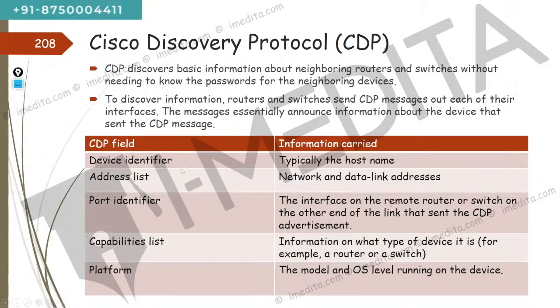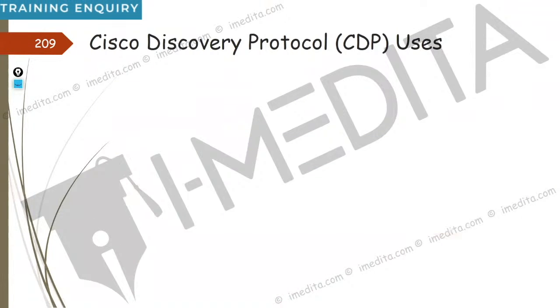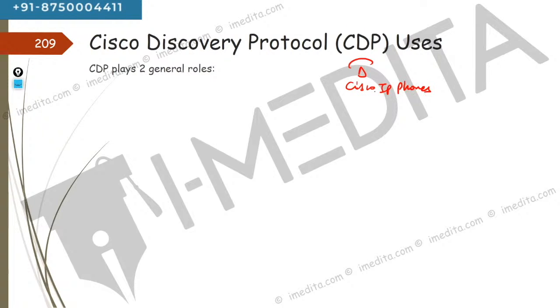So this is the basic information about CDP. Now, I already told you the uses. There are two main roles that CDP is going to provide. Now, since I discussed Cisco IP phones, let me tell you what happens with Cisco IP phones.